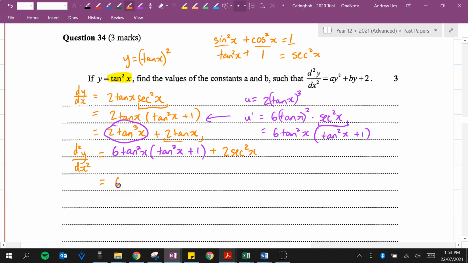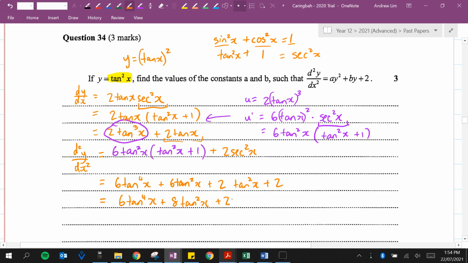So we've got 6 tan to the power of 4 of x plus 6 tan squared of x plus 2 lots of secant squared x. Now we just said secant squared of x is just tan squared of x plus 1. Now I can just expand this brackets and leave it like that. This gives us 6 tan to the power of 4 of x plus 8 tan squared of x plus 2.